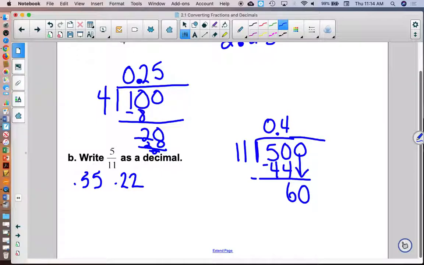How many times will 11 go into 60? 11 into 60. Emmy? Or Esri? Sorry. 5 times, and 5 times 11 is 55. Do the subtraction there. 60 minus 55 gives us, Ben? 5. I still haven't zeroed out. I've got to add another zero. Bring it down.